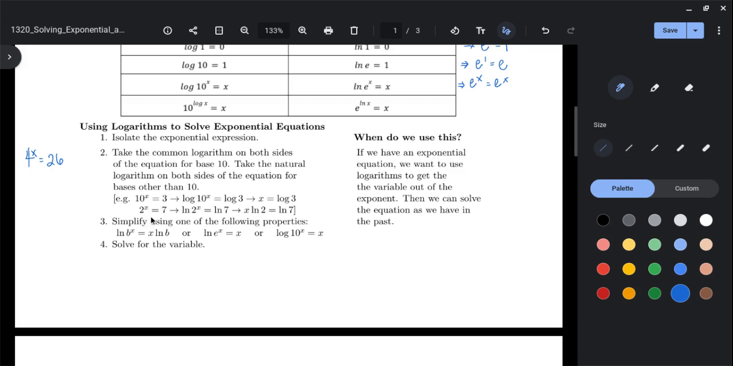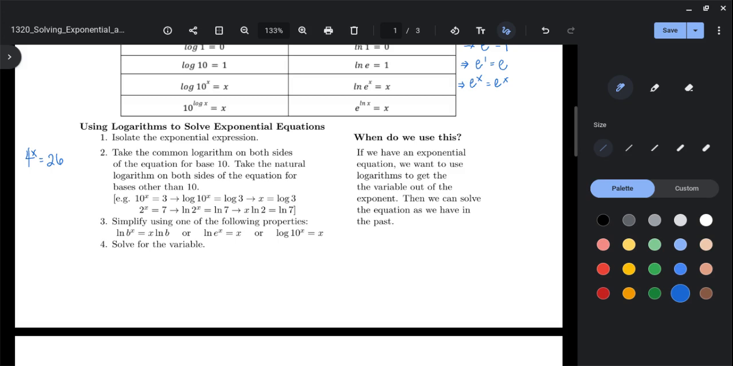Below, though, our example is 2 to the x power equals 7. And in this case, we have a base of 2. And so we want to take the natural logarithm on both sides as shown. Step 3, you're going to simplify using one of the properties in that table that we just went over above. And then lastly, we're going to solve for the variable.